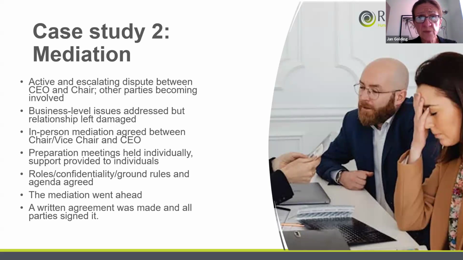So I held preparation meetings to get the individuals ready, in particular to help the chief exec to say a number of things that she wanted to say to the chair about her view on the chair's fitness to lead the board and the organisation. And I helped her to frame those things, using mediation skills, in a way that was kind and easier for the chair to hear, and therefore had a better chance of landing and forming part of a healthy resolution to the dispute.